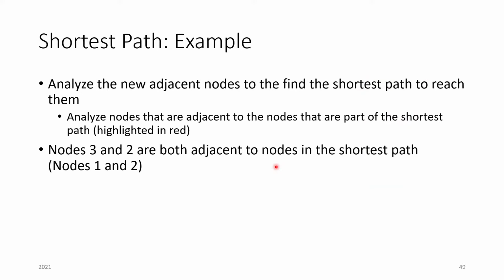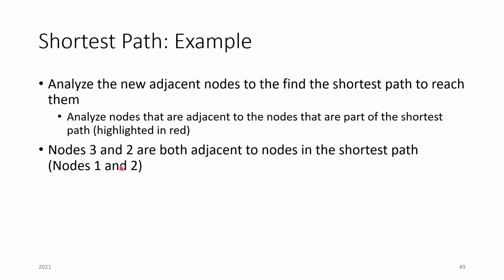After we do this, we basically repeat the process, but we use the new adjacent nodes to find the shortest path to reach them. And we just keep on repeating this process until we cover all the nodes and we get all the required shortest distances.